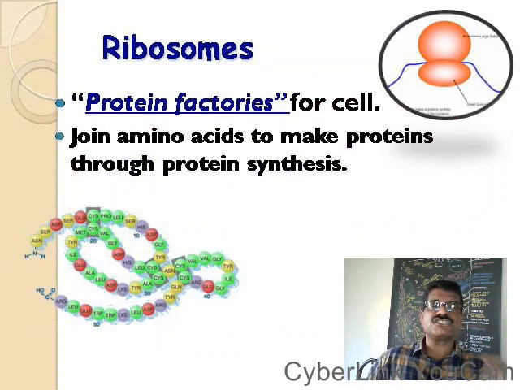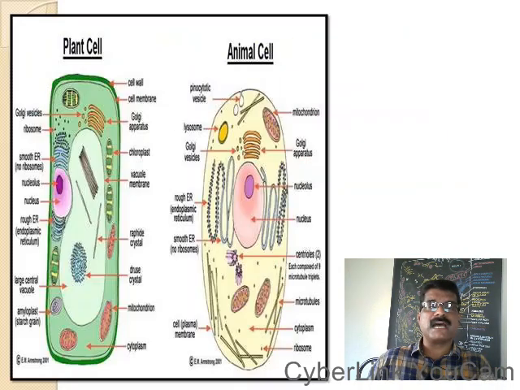Next organelle is the ribosomes. Ribosomes are present in the cell, both in the plant cell as well as in the animal cell. Ribosomes are seen even on the endoplasmic reticulum. When ribosomes are present on the endoplasmic reticulum, then we say that it is rough endoplasmic reticulum. Ribosomes are small structures which are embedded in the cytoplasm.